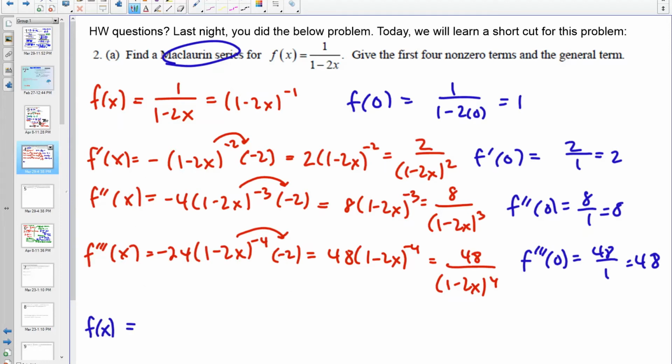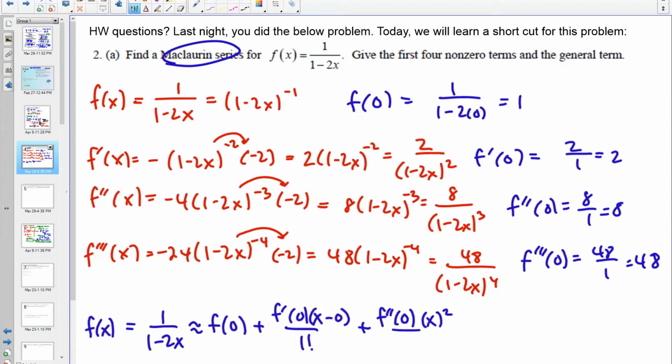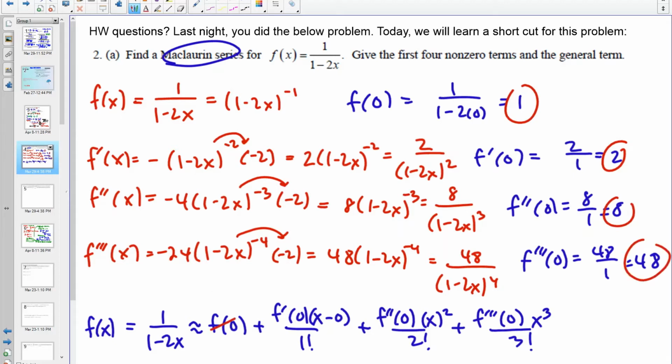So that means f of x, which is 1 over 1 minus 2x, is approximately equal to, and so you put it into the Taylor series formula, and this is my Taylor series formula here. Since the center is 0, I don't have to put x minus 0. I mean, I can. This would be f, the second derivative at 0, x squared over 2 factorial plus the third derivative at 0, x to the 3rd power over 3 factorial. I'll plug in all these numbers that I found for the derivatives. So this will be 1, this will be 2, this will be 8, and this will be 48.